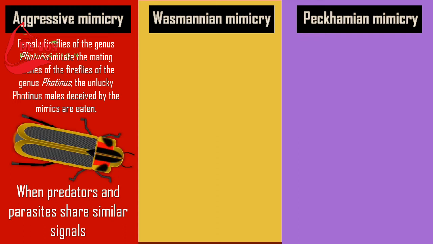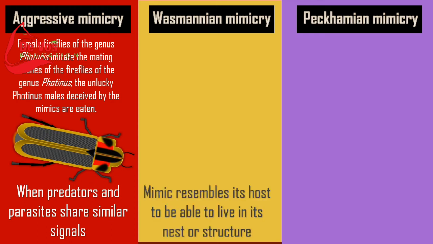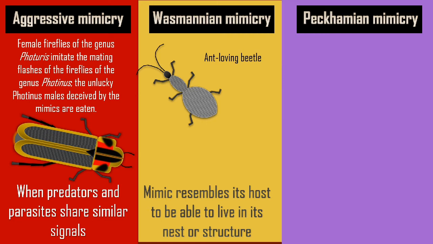In aggressive mimicry, the predator and the prey share similar signals, like the female firefly's mating calls or flashes with her lights that draw in a different species of firefly, and then the female gets to eat the males of the other species. In Wasmannian mimicry, the mimic resembles its host, and that allows them to live in the nest or structure.